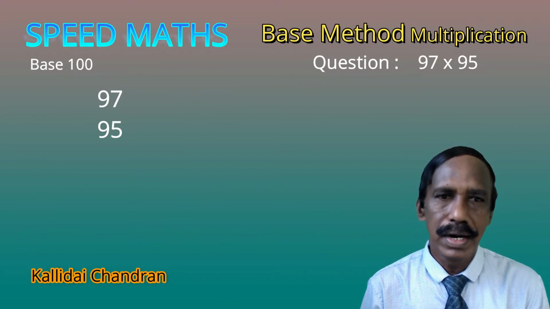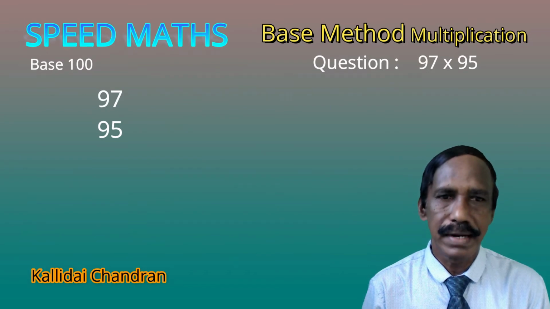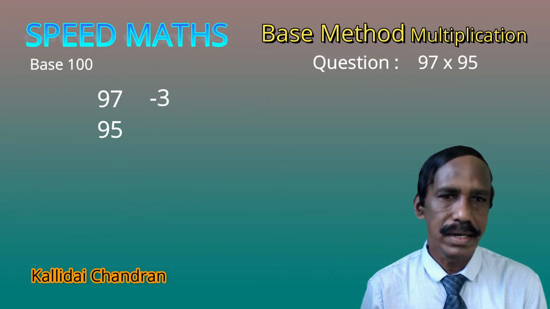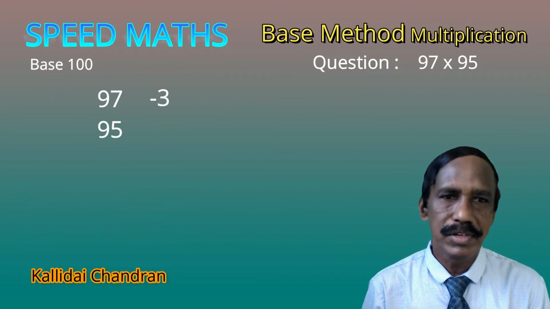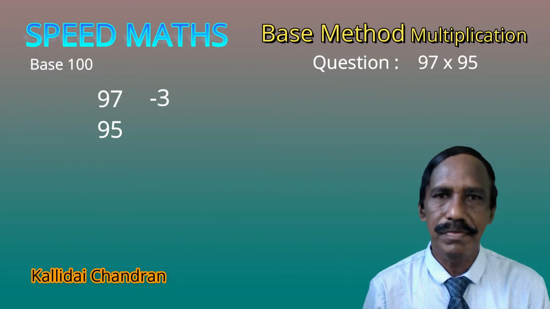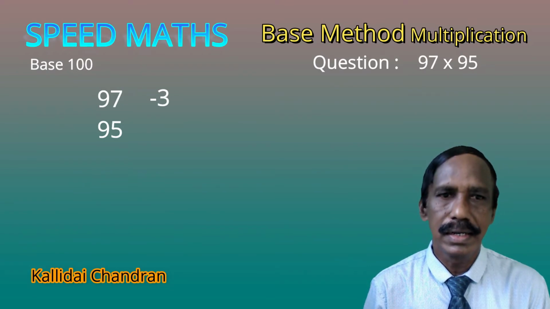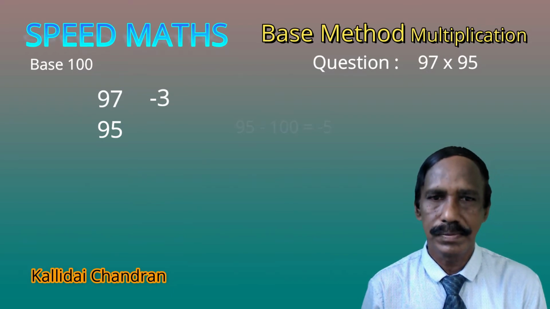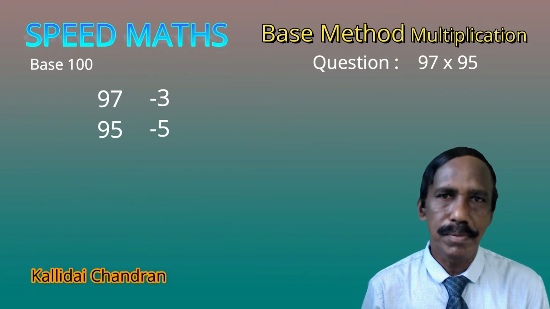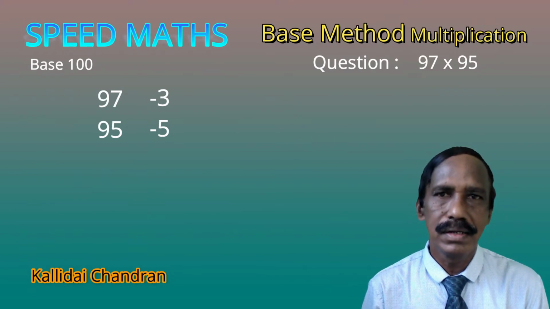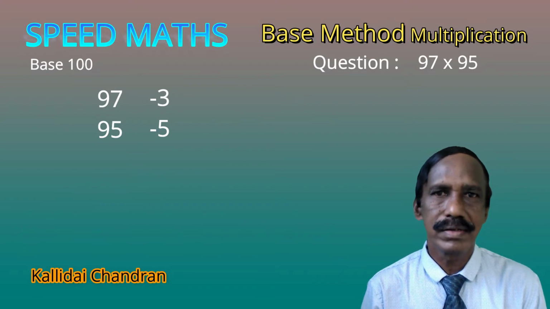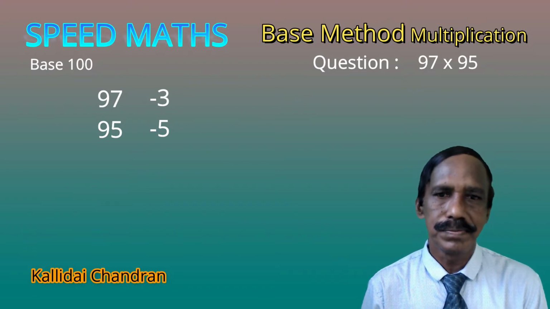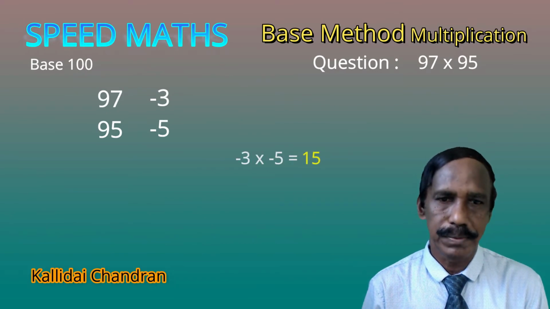Now deduct the base figure of 100 from 97 and write down the answer of minus 3 as displayed here. Similarly, deduct the base figure of 100 from 95 and write the answer of minus 5 as displayed here. Now you have to multiply minus 3 and minus 5. The result is plus 15. So write down that plus 15 below 3 and 5.